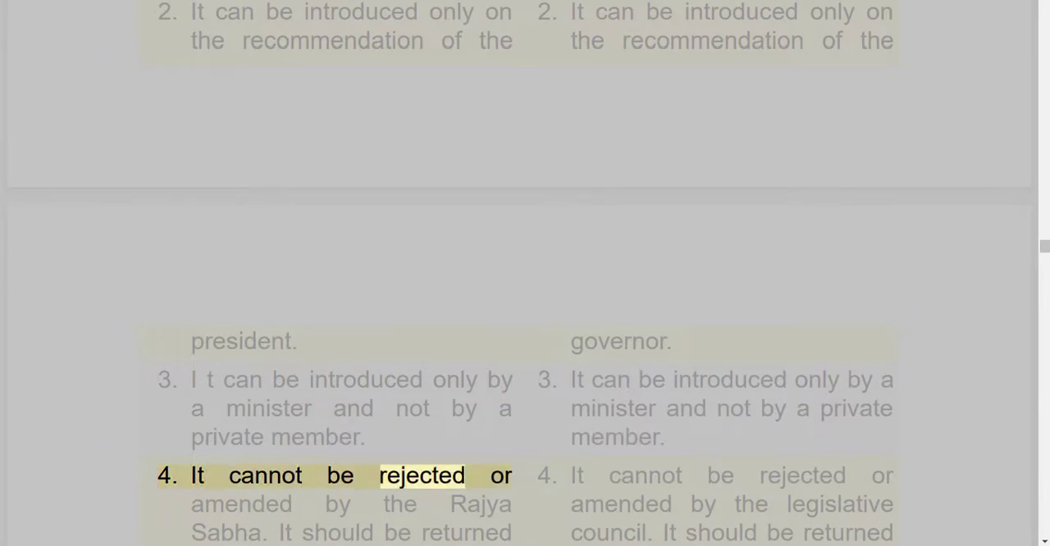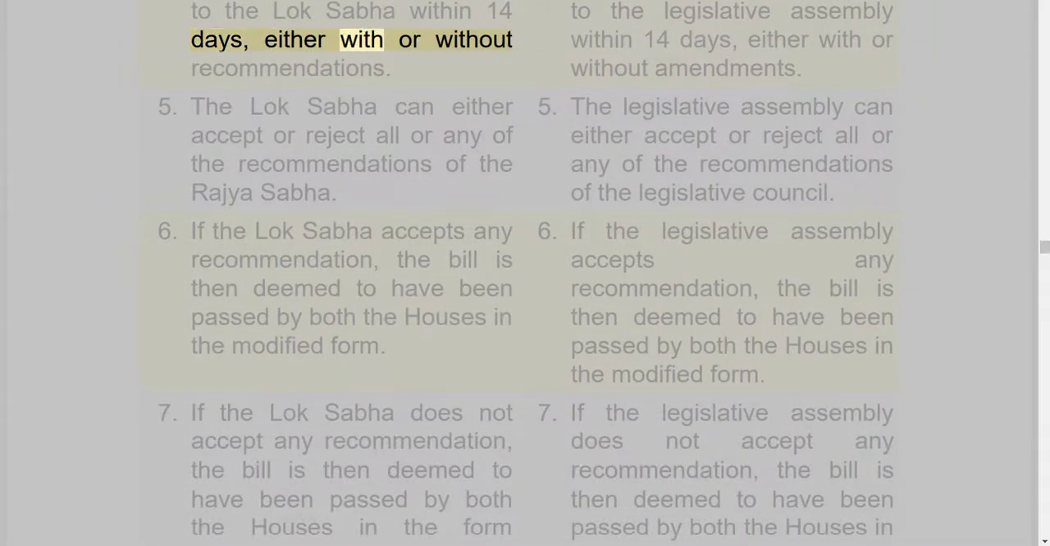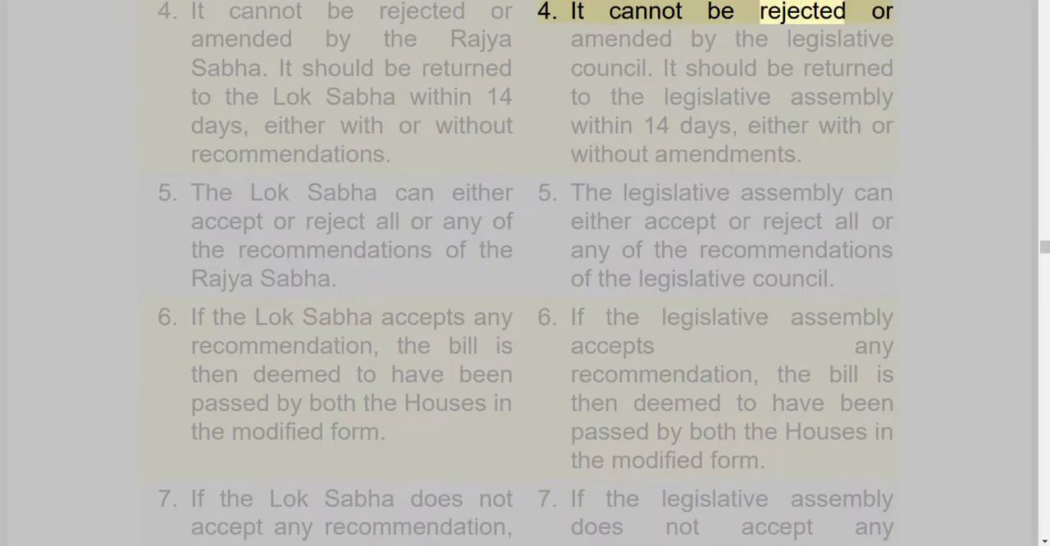4. It cannot be rejected or amended by the Rajya Sabha. It should be returned to the Lok Sabha within 14 days, either with or without recommendations. 4. It cannot be rejected or amended by the Legislative Council. It should be returned to the Legislative Assembly within 14 days, either with or without amendments.